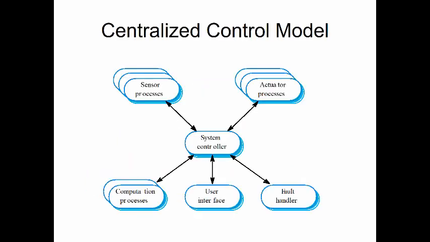Centralized control model, basically you have a central control, and you have sensors and actuators. Sensors are things that receive information from the environment. Actuators are things that act on the environment. And the system controller deals with the computation processes, the user interface, and the fault handler. So this is very good for embedded systems.